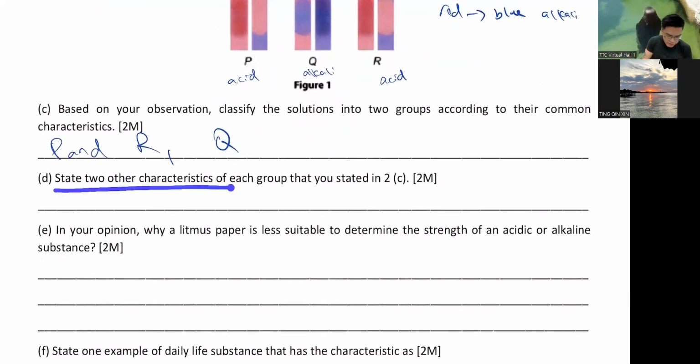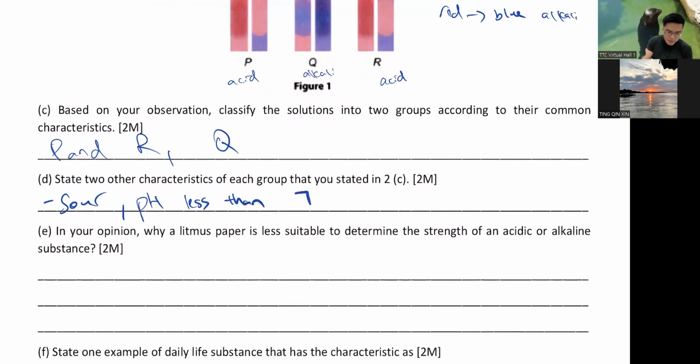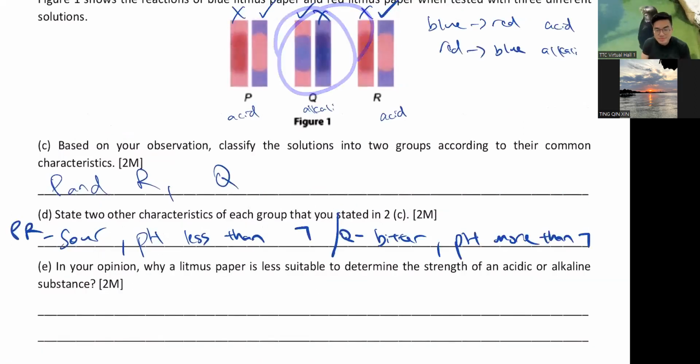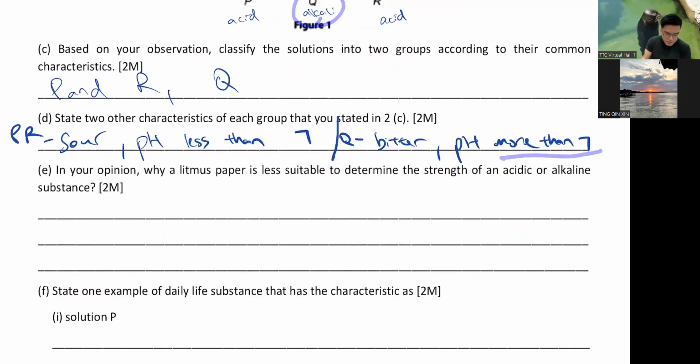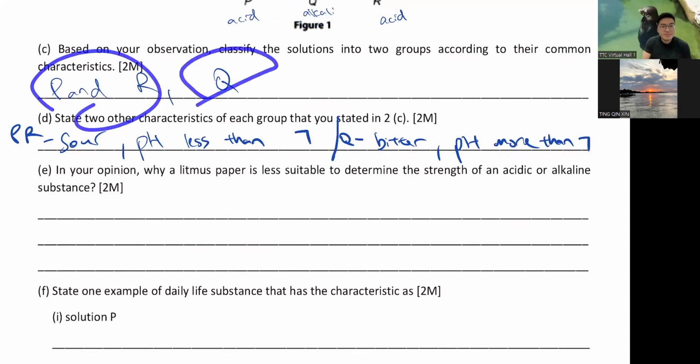So state two other characteristics of each group that you have stated in 2C. What other characteristics do P and R have? They are sour, because they are acid. You can say pH less than 7, because acid is below 7. And for Q, you can say it is bitter, pH more than 7. Q is bitter because it is alkaline. Okay, alkaline, so pH more than 7.